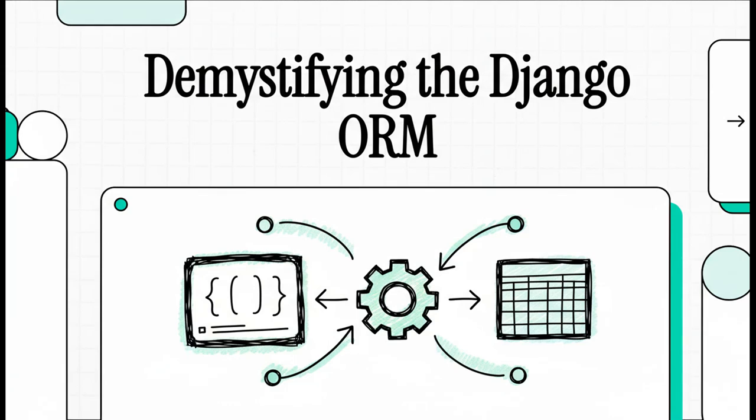If you've ever built a web app, you know there's this kind of awkward gap between your code and your database. Today, we're going to pull back the curtain on Django's brilliant solution for this. It's Object-Relational Mapper, or ORM for short.